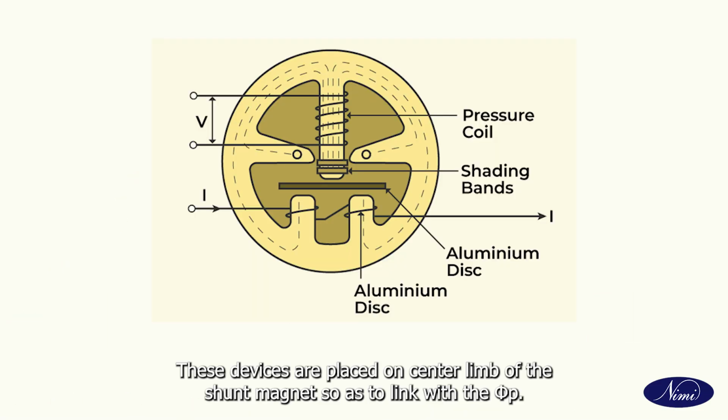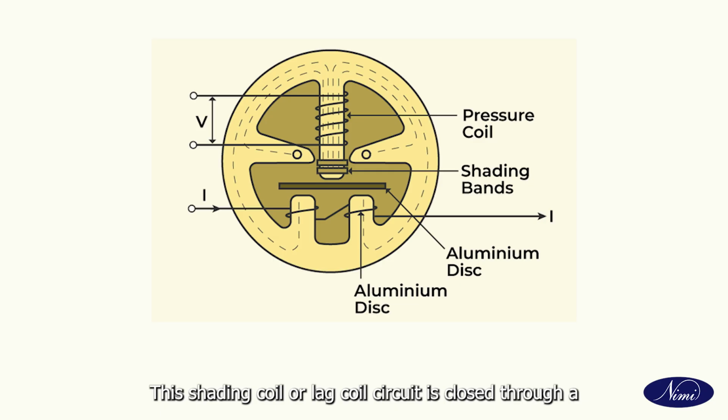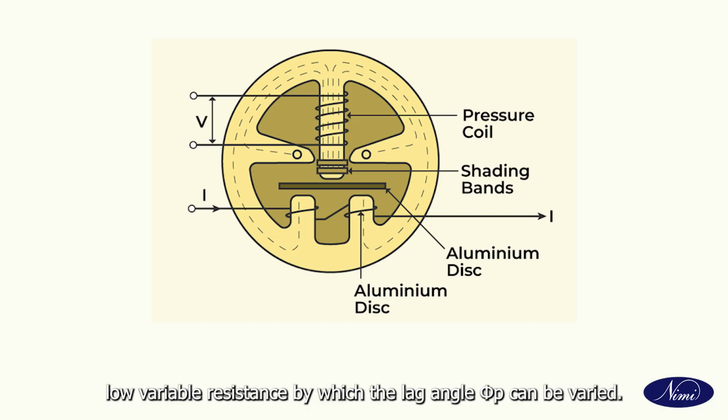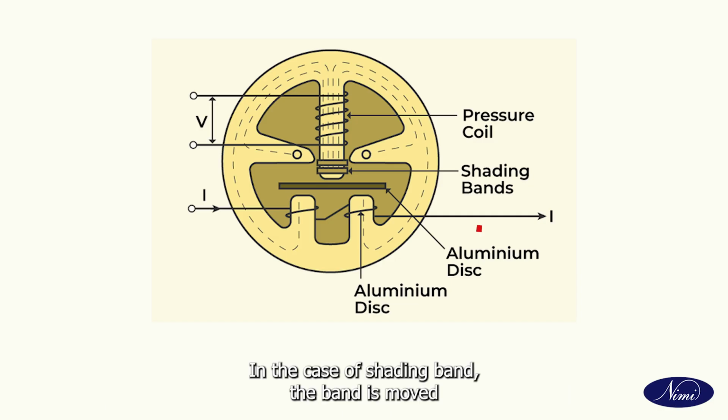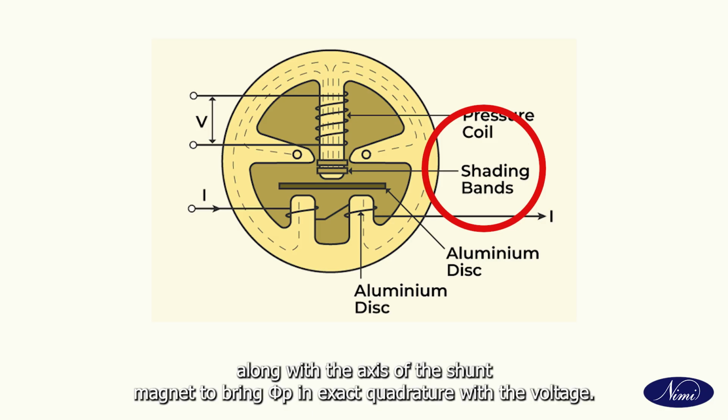These devices are placed on the center limb of the shunt magnet so as to link with the phi p. This shading coil or lag coil circuit is closed through a low variable resistance by which the lag angle phi p can be varied. In the case of shading band, the band is moved along the axis of the shunt magnet to bring phi p in exact quadrature with the voltage.